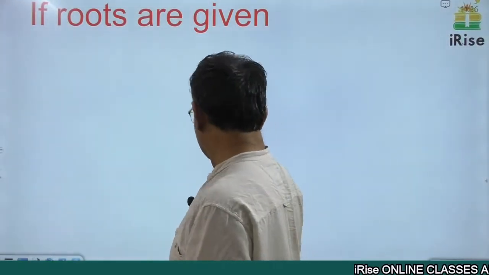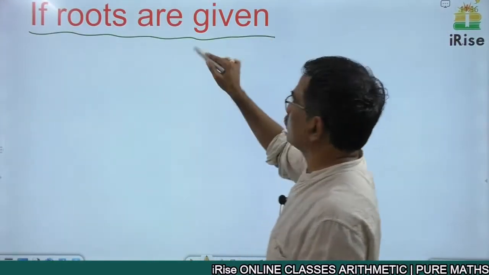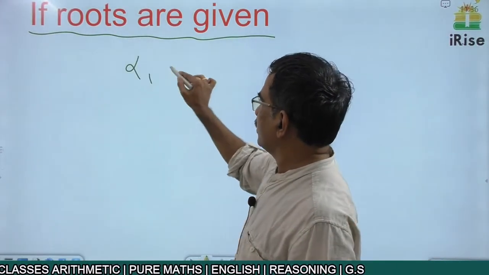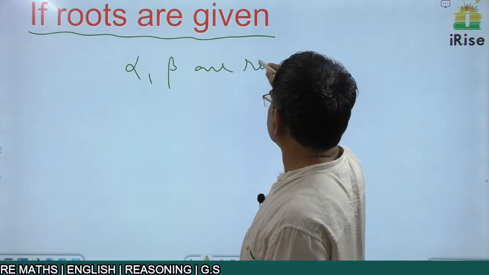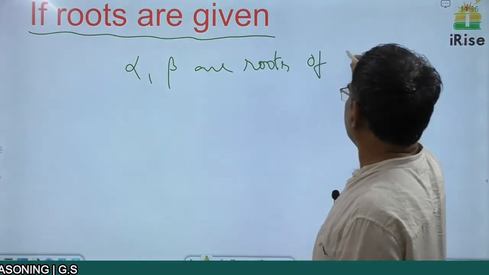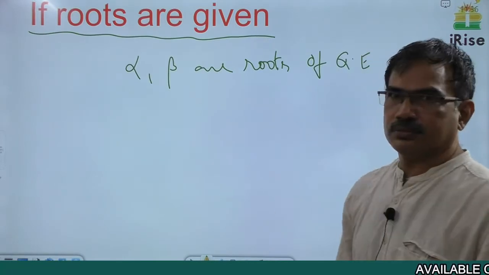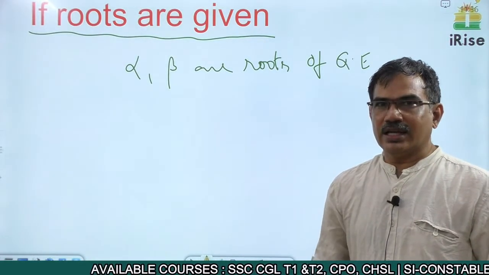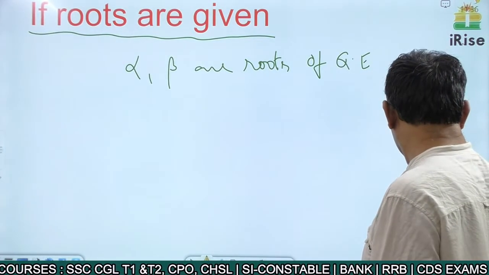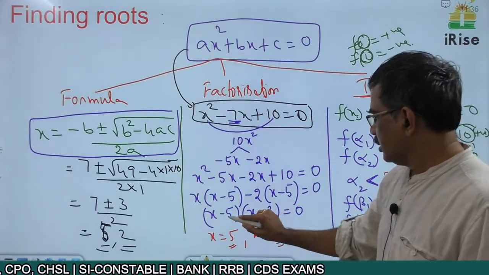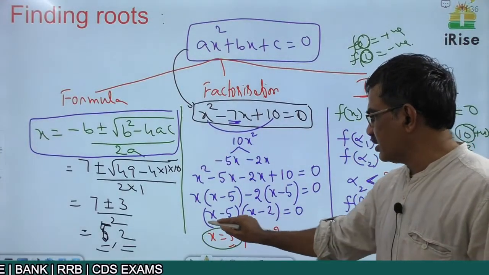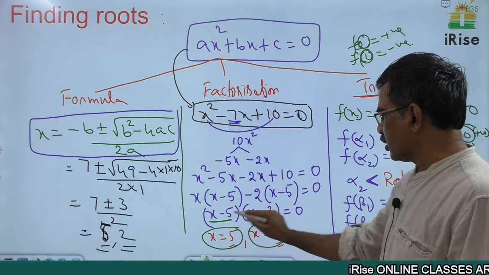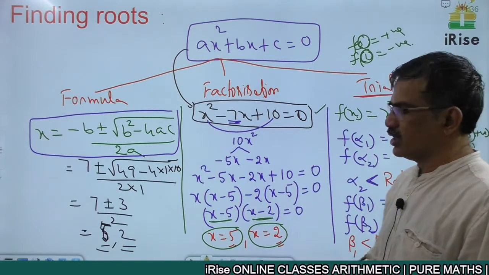If roots are given, how to find the equation? For example, if alpha comma beta are roots of a quadratic equation, according to the previous concept, see here, if 5 is a root, x minus 5 is a factor. If 2 is a root, x minus 2 is a factor. Product of these two factors is equal to 0 gives the quadratic equation.